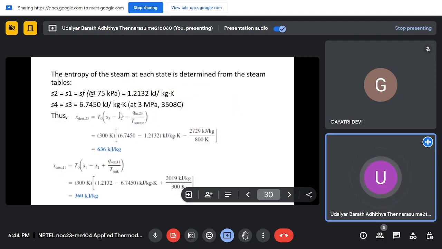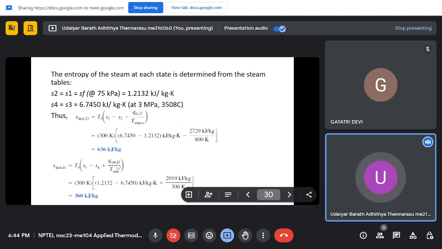So from there you can write S gen; you need to take the terms on the right hand side. So you'll get S3 minus S2 minus Q in by T. That is the entropy of fluid going out minus the entropy of fluid coming in, minus the entropy because of heat coming in. We have found out Q in, so substituting the values, we will get 636 kilojoule per kg. That is the exergy destroyed in the case of the boiler.